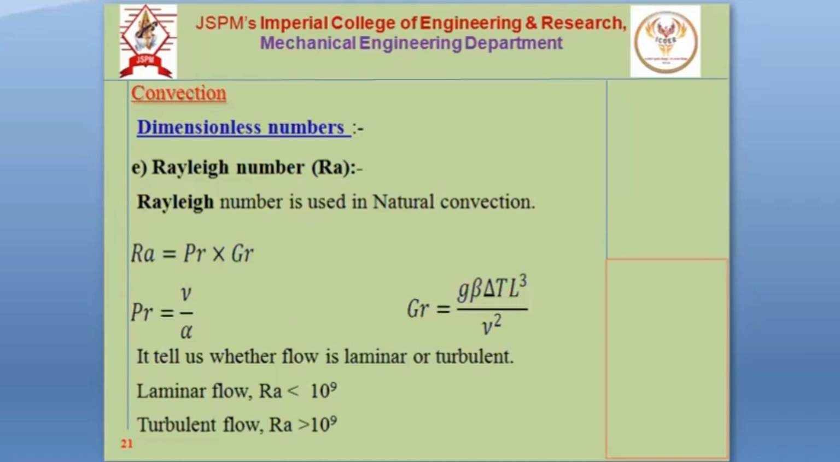Then for natural convection, there is one more number called the Rayleigh number, denoted by Ra. Okay. So it is Prandtl number into Grashof number. That multiplication is called the Rayleigh number. So what is the use of the Rayleigh number? Like in forced convection, the Reynolds number tells us whether the flow is laminar or turbulent. The Rayleigh number tells the same in natural convection: whether the flow is laminar or turbulent. Similar.